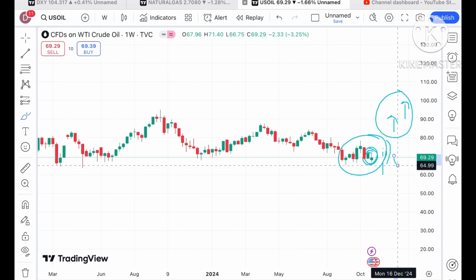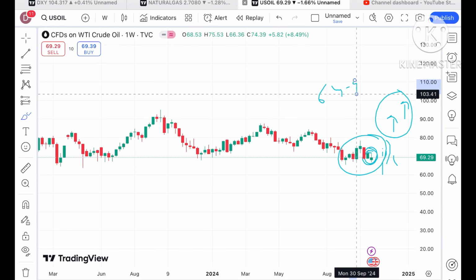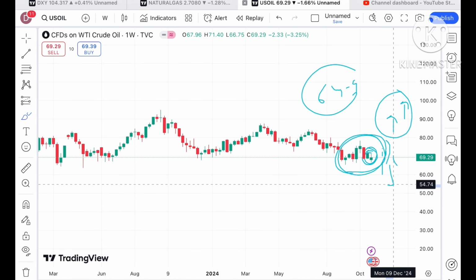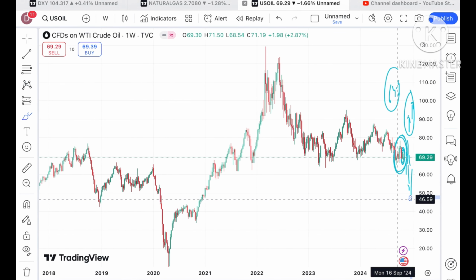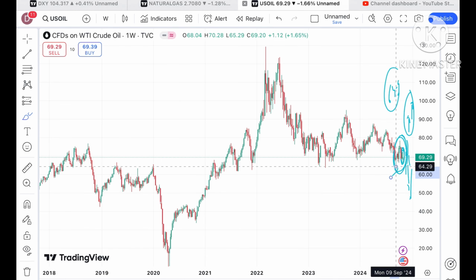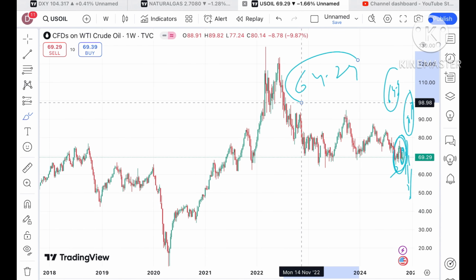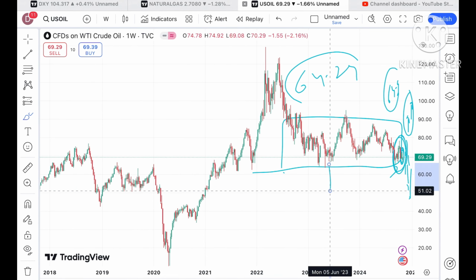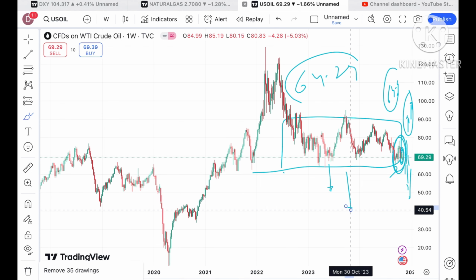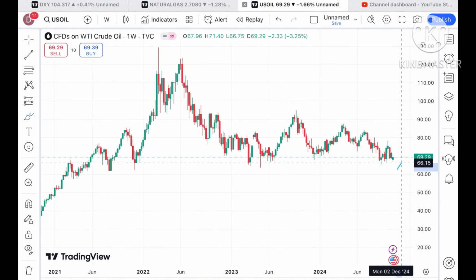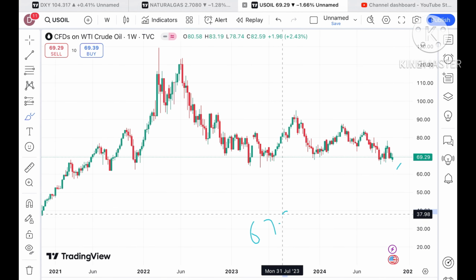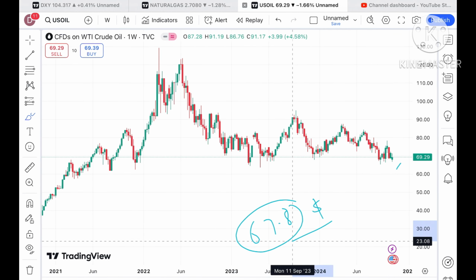But if it doesn't sustain, it can fall towards 64.9 and then there will be a zone breakout, so we can see a further fall. Looking at this chart, this is the zone, around 64.29. If it starts falling below this level, we can see a further downfall. You have to understand that the price is trading at a level of 69.29, and I have clearly told you that $67.8 is a strong support.